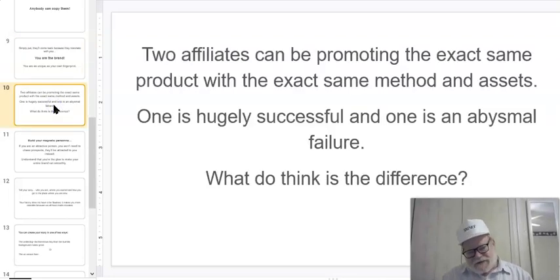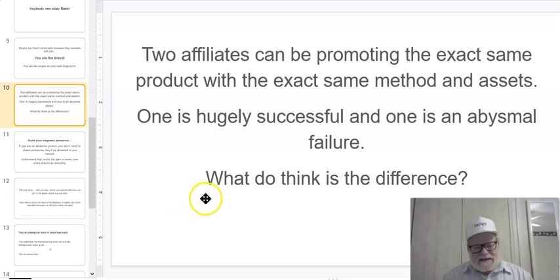You can have two affiliates promoting the exact same product, with the exact same method and the exact same creative assets. They can be putting their ads in the same place. They can have the exact same ad copy. They can have the exact same banners and graphics and the same funnel. You're going to see one can be unusually successful and one is an abysmal failure. What do you think is the difference? Why do you think one can sell hundreds of a particular product and one can barely sell one or two?